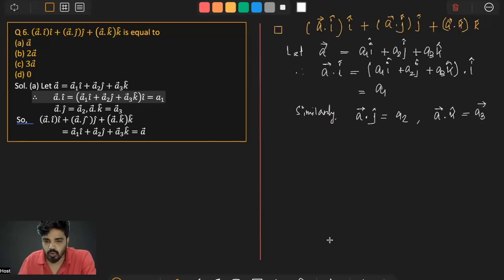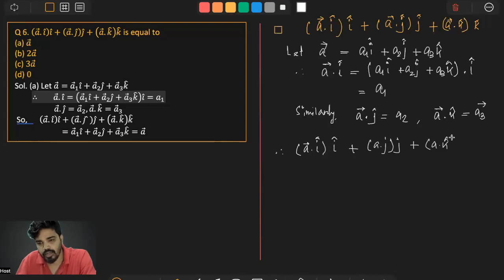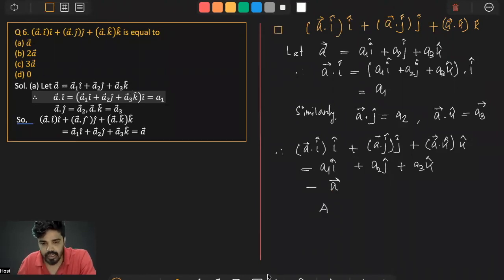Okay, so therefore A dot I times I plus A dot J times J plus A dot K times K, that is equal to A1 I plus A2 J plus A3 K, that is simply the vector A. So which option is correct? Therefore option A is the correct answer.